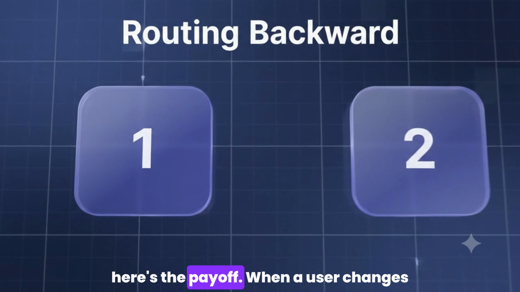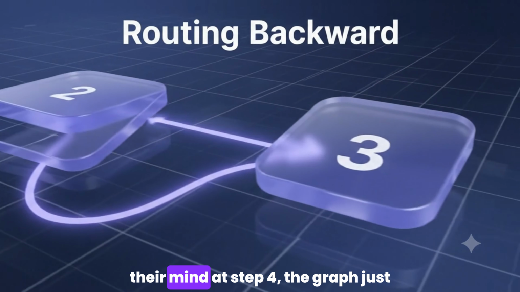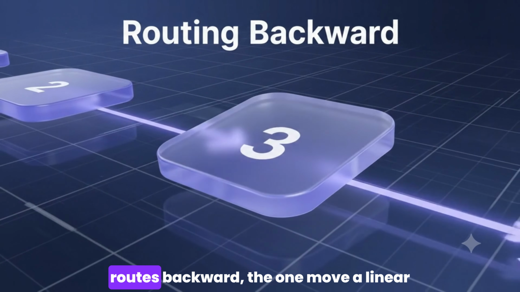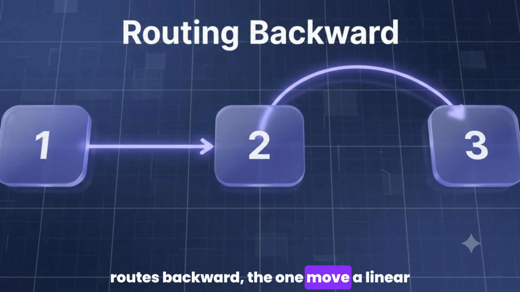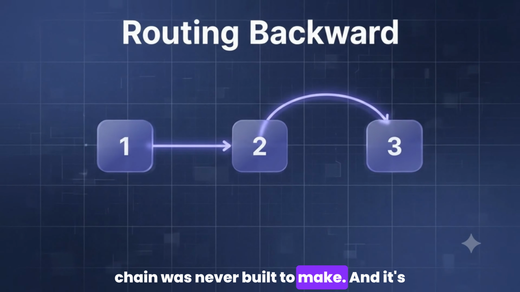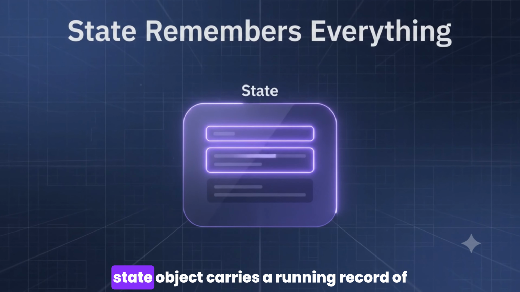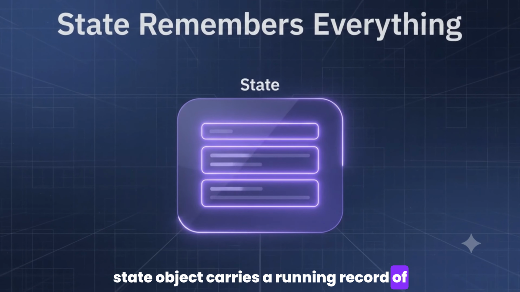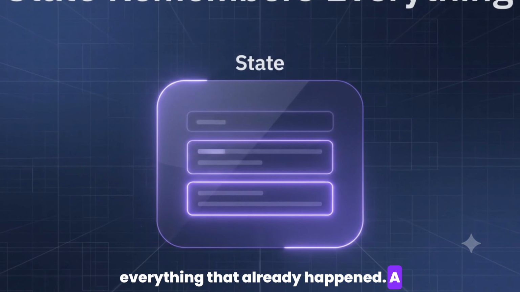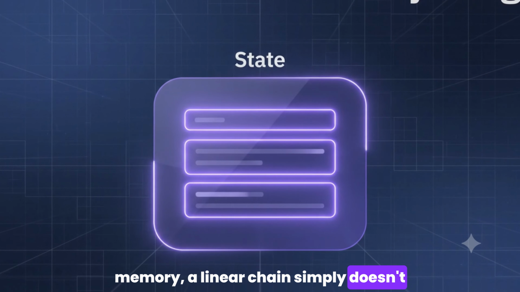So here's the payoff. When a user changes their mind at step 4, the graph just routes backward. The one move a linear chain was never built to make. And it's not just routing backward blindly. The state object carries a running record of everything that already happened. A memory a linear chain simply doesn't keep.